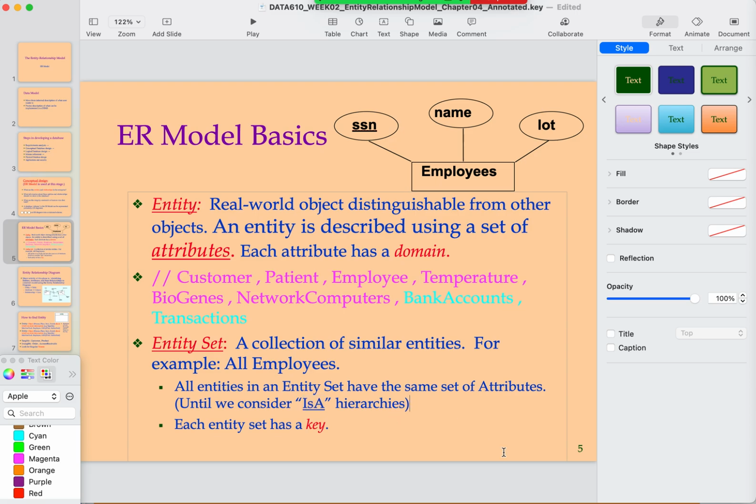So let's say front desk person is an employee, manager is an employee, customer support representative is an employee. That's an is-a relationship. So all of those would be part of the entity set employee.